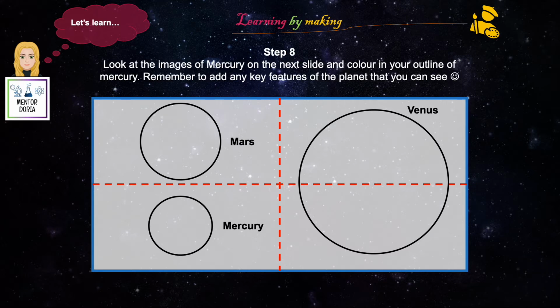On the next slide, you will see some images of the planet Mercury. What we are going to be doing is using those pictures to add detail and colour in our outline of Mercury here. Look for key features such as colours, does it have stripes, any spots, or anything that you think makes Mercury identifiable.